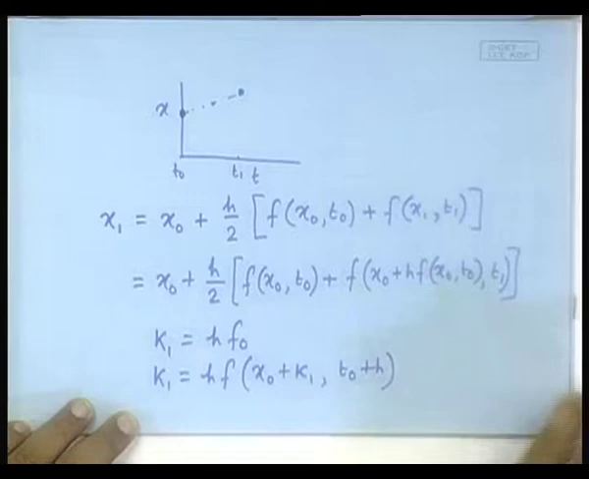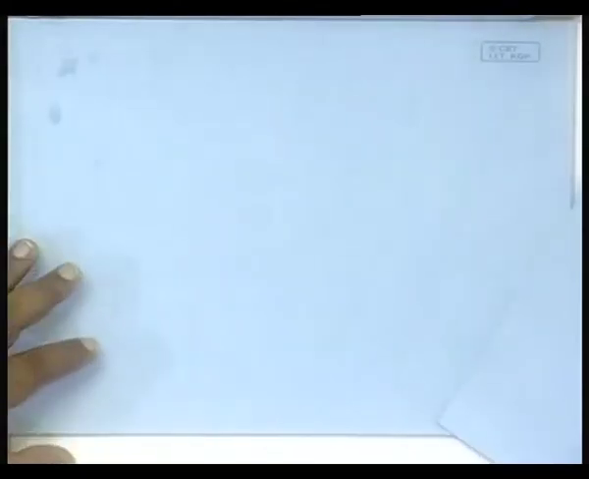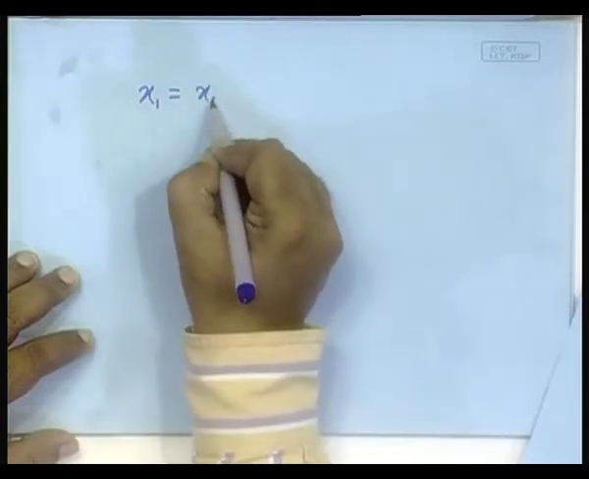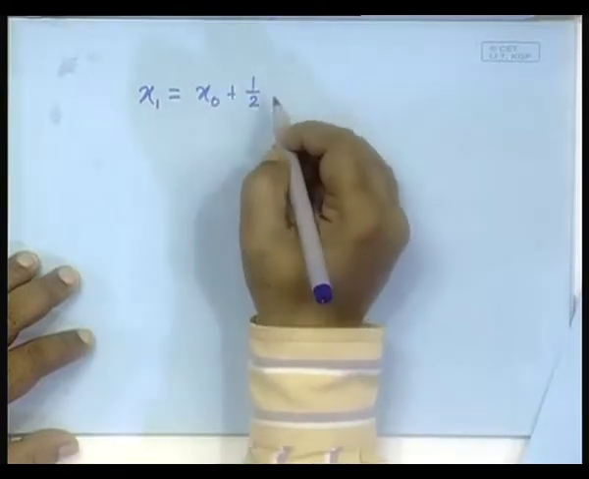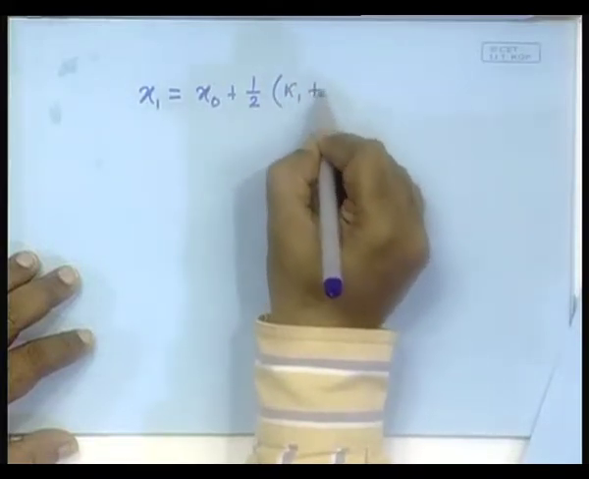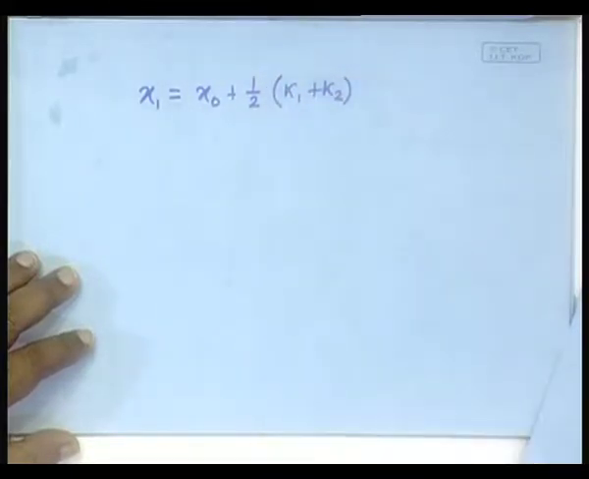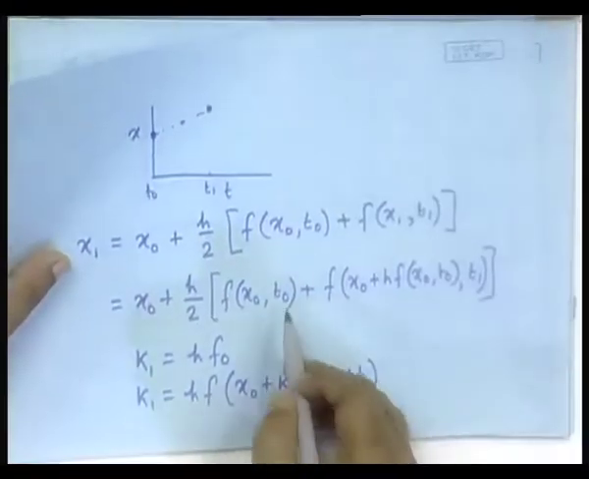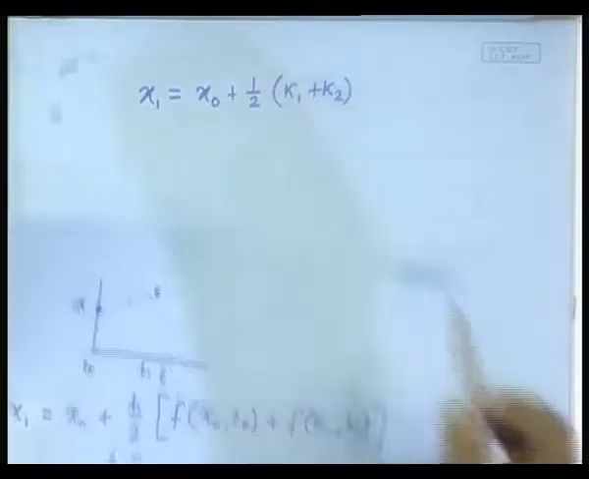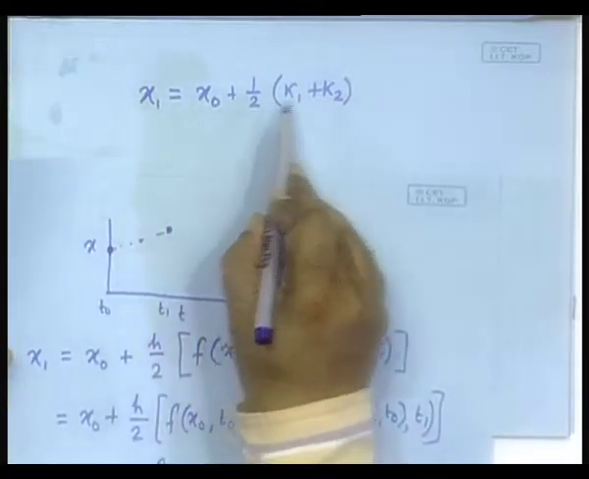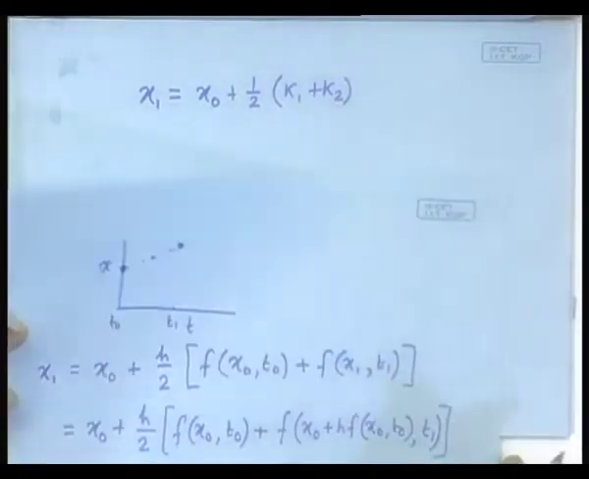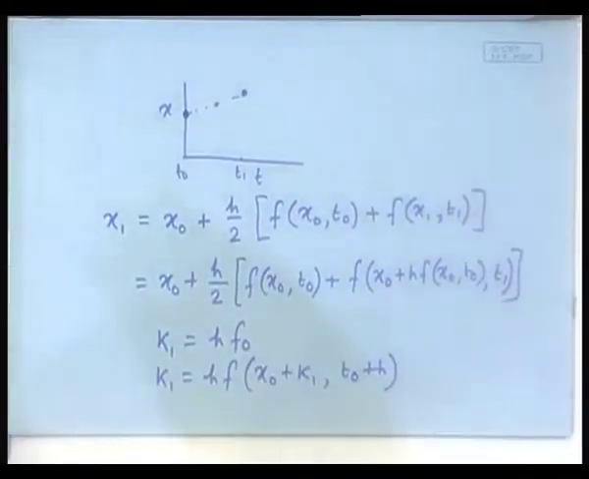So, if you define this, then we can simply write in terms of that x1 is equal to x naught plus half k1 plus k2. So, this term is k1, this term is k2. So, we have x naught plus half k1 plus k2. Okay. So, then this is the next step of better approximation.